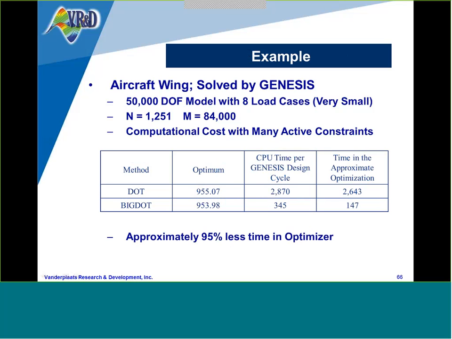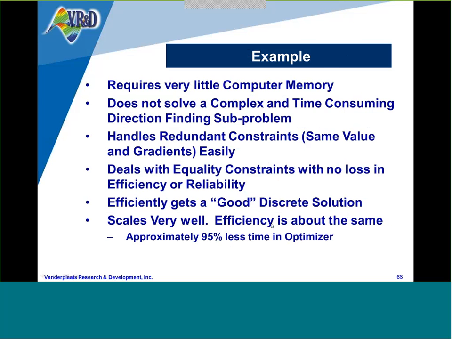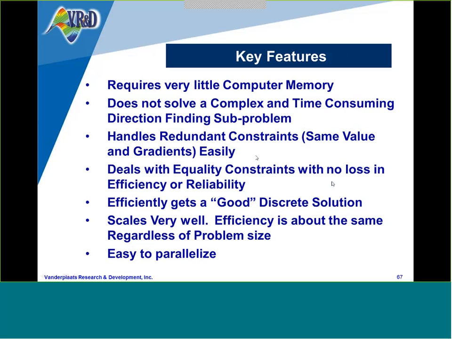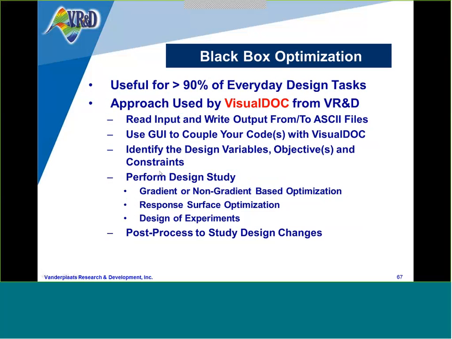If you have, say, 1,000 active constraints, DOT gets a good enough answer, but it takes 2,870 CPU seconds total, of which 2,600 is in the optimizer. BIGDOT uses almost no time in the optimizer. So it takes very little memory. It's a very straightforward method. There are some tricks in there that we don't tell people about that make it very fast and very reliable.